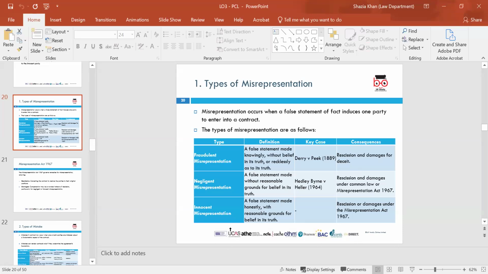And the last one is innocent misrepresentation, where a party makes a false statement believing it is true without an intention to deceive. So there's no intention here, and the rescission or damages is under the Misrepresentation Act 1967.